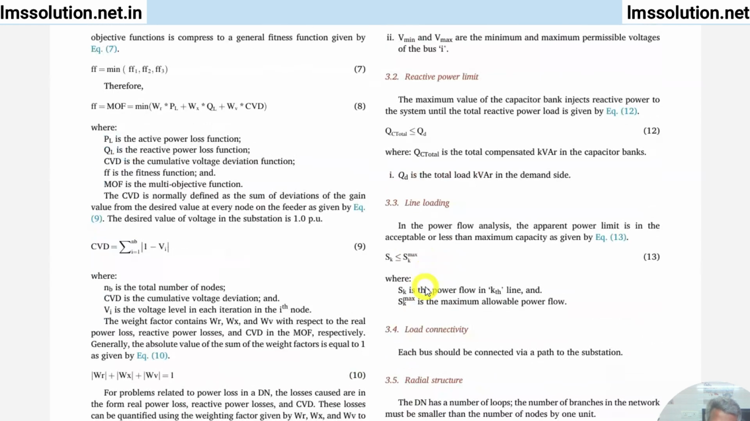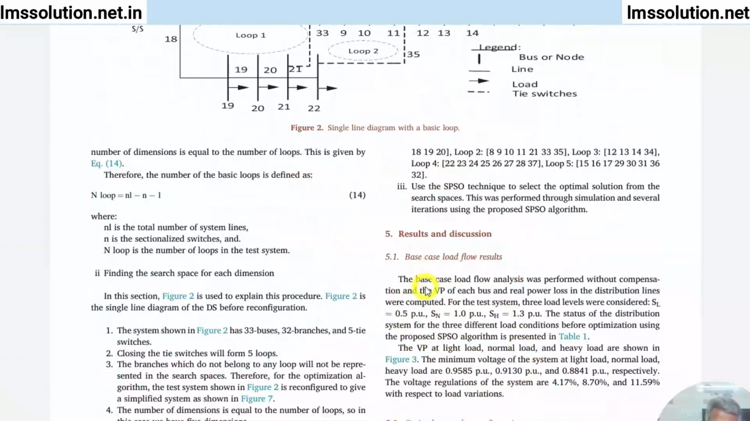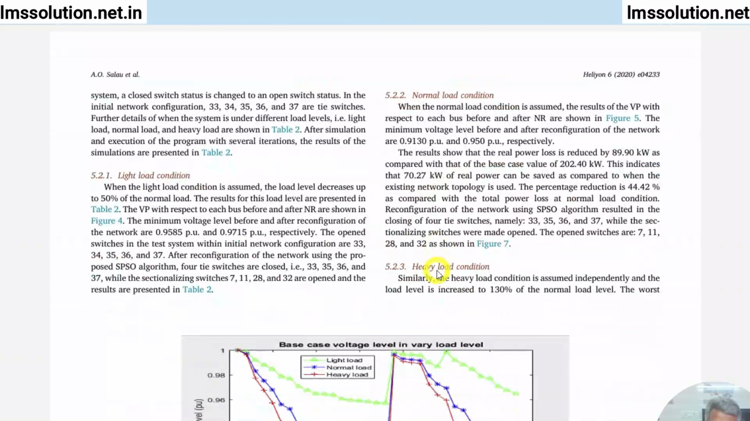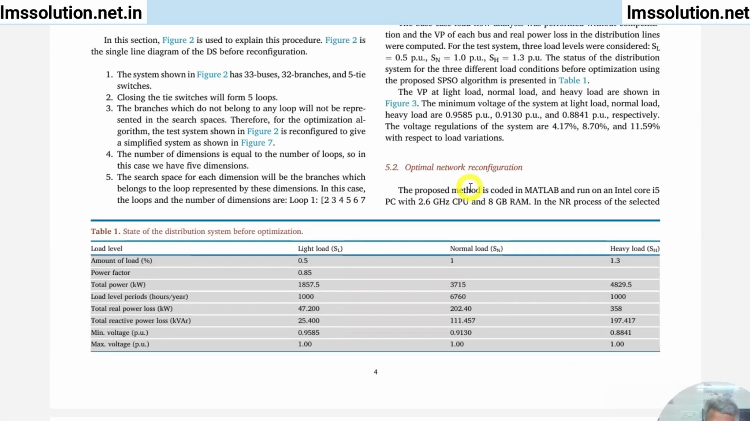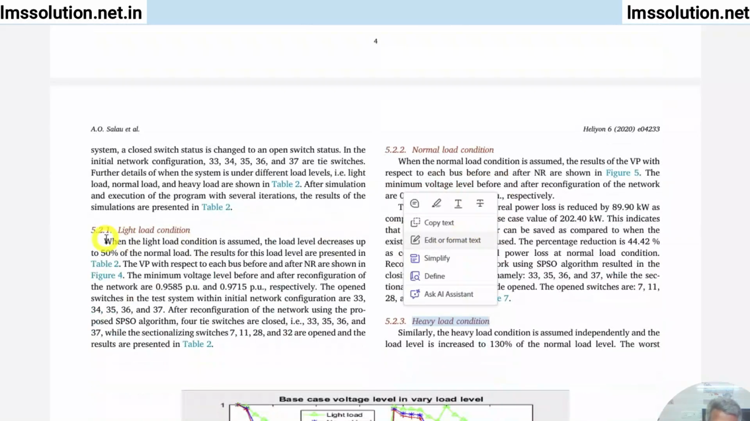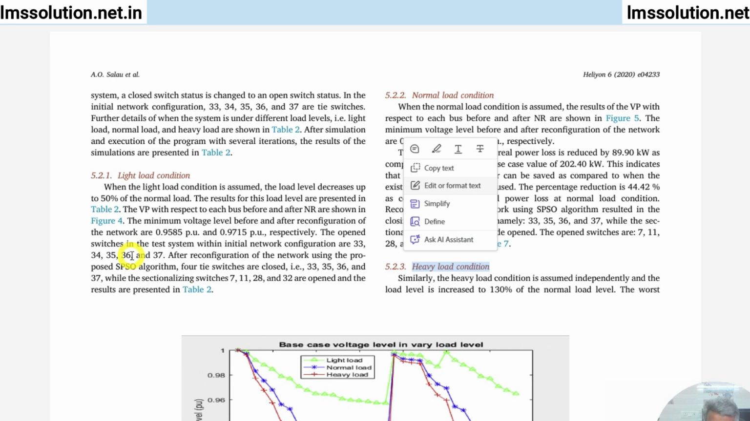Okay, and then in this paper they consider four case studies. One is the base case, and another they are considering is light load condition, normal load condition and then heavy load condition. So base case means we are not applying any reconfiguration. Okay, so you just take the 33 bus system and then you have to find out the power loss. Okay, in light load condition we have to apply that optimization, right?